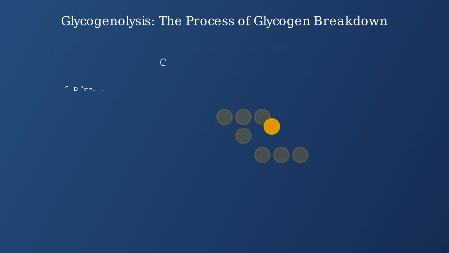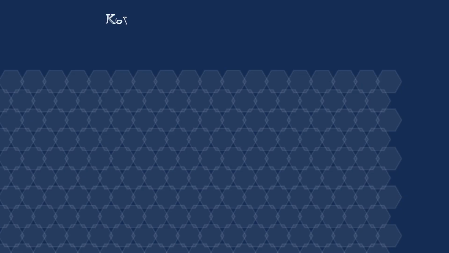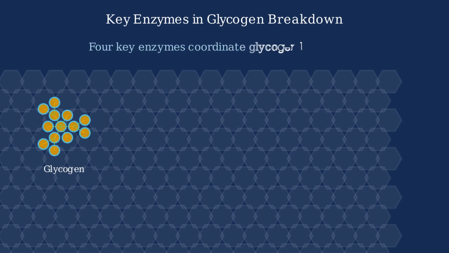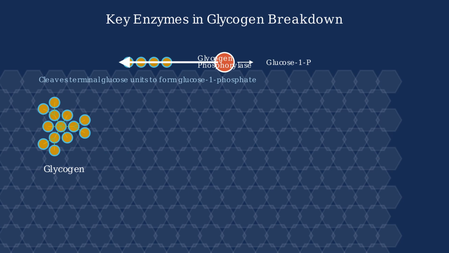To summarize, glycogenolysis is a well-regulated process that efficiently breaks down glycogen's complex structure to provide glucose when the body needs energy. 4 key enzymes work together to break down glycogen into glucose molecules that can be used by cells or released into the bloodstream. Glycogen phosphorylase is the first and rate-limiting enzyme in glycogenolysis. It cleaves the alpha-1,4 glycosidic bonds between glucose units, releasing glucose 1-phosphate.